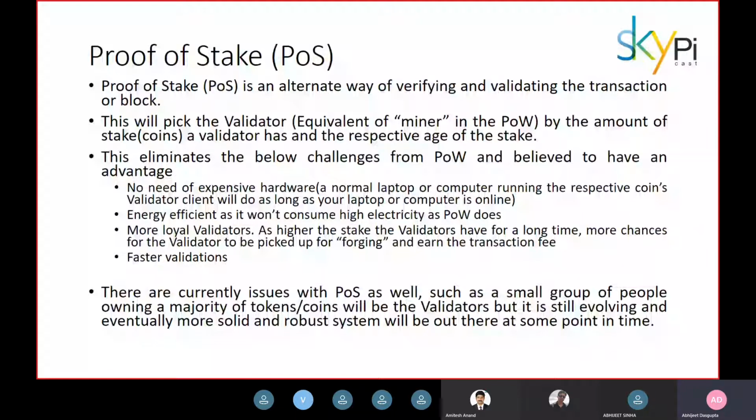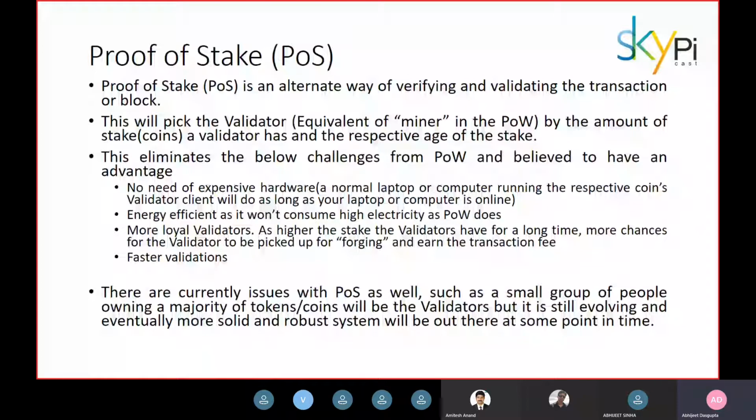It is mostly used in one of a very popular blockchains, the cryptocurrency Ethereum. It uses proof of stake. What it does is it will pick the validator, which is the equivalent of a miner in proof of work, by the amount of coins or the stake the validator has and the respective age of the stake.